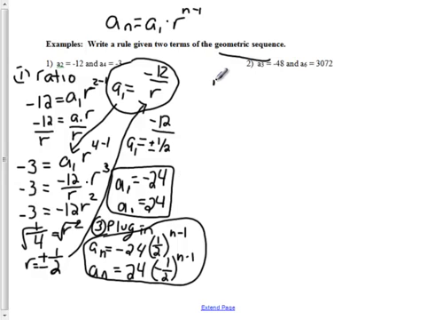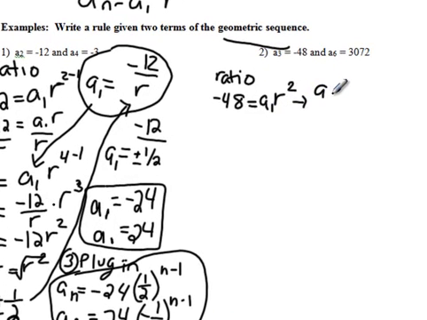So first thing, we need to find the ratio. So let's set negative 48 equals a1, we don't have a1, times our r, we don't have our common ratio, raised to the 3 minus 1 would give me 2. Alright, when I divide by r squared, I get a1 equals negative 48 divided by r squared.